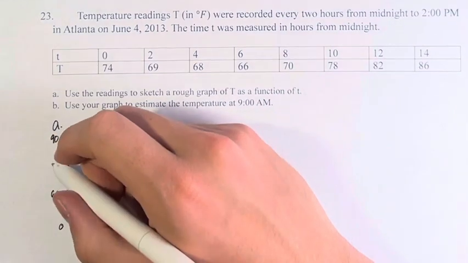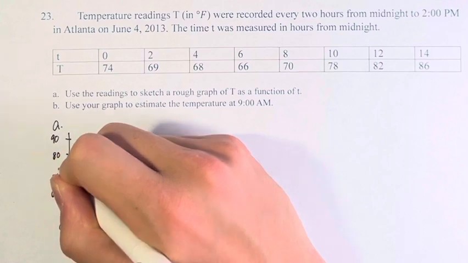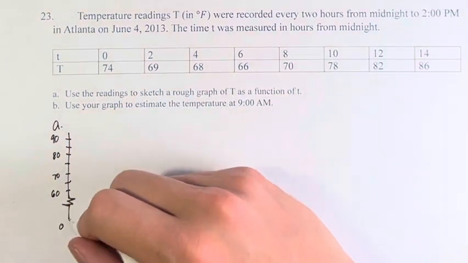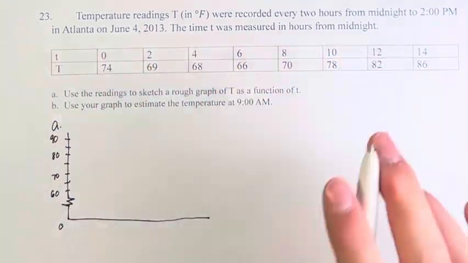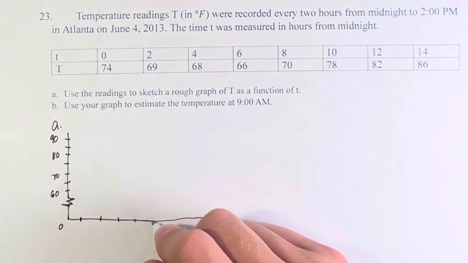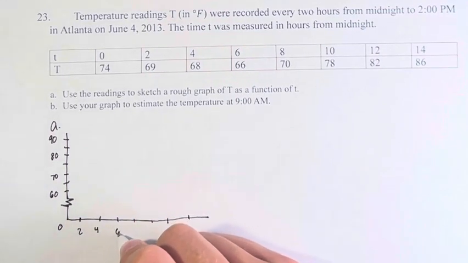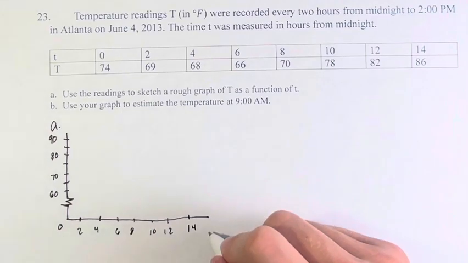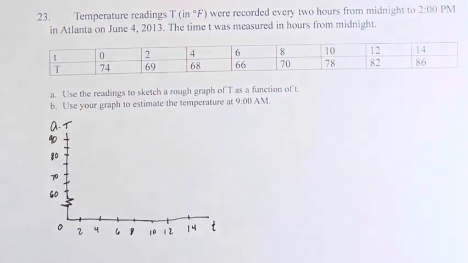And then in this, we can have 70 and 80, and 65, 75, and 85 in between, just as reference points. And then for the time, we have 0 to 14, so we can just do 1, 2, 3, 4, 5, 6, 7 ticks, and fill in the values as appropriate for those times. This is temperature, this is time, and now we can plot our points.